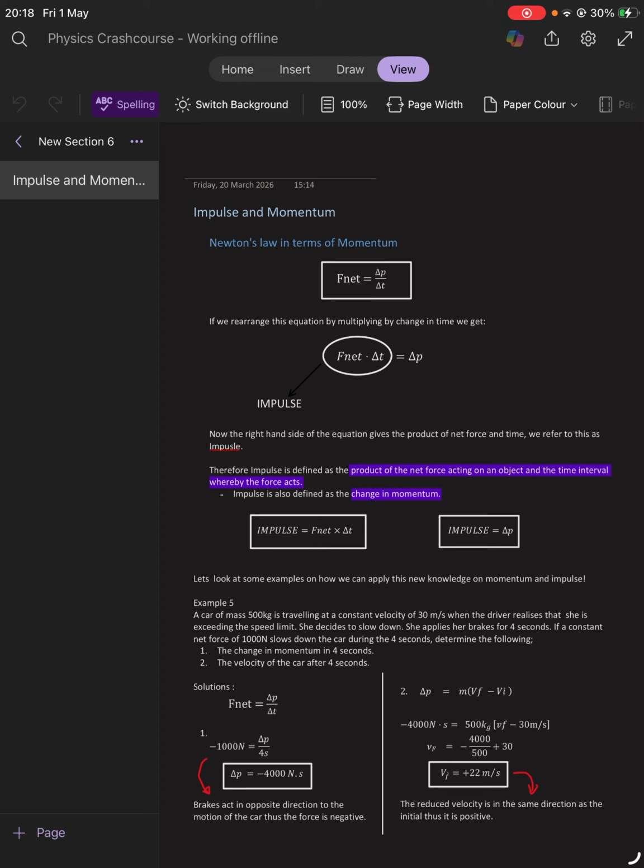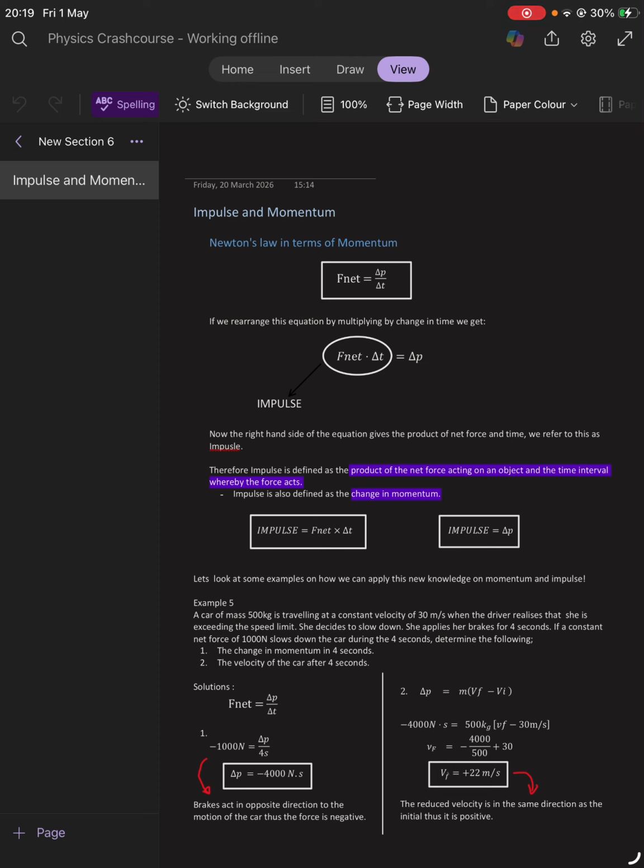Now, when we come to the concept of impulse, we are speaking about that left hand side, F net multiplied by change in time. That is what we call impulse. So impulse can be defined as the change in momentum, or it can be defined as the product of the net force acting on an object and the time interval whereby this force acts.